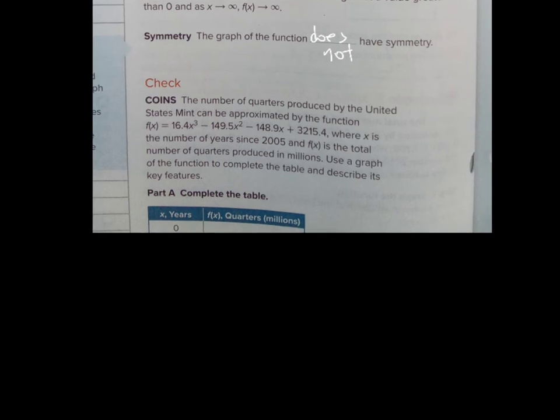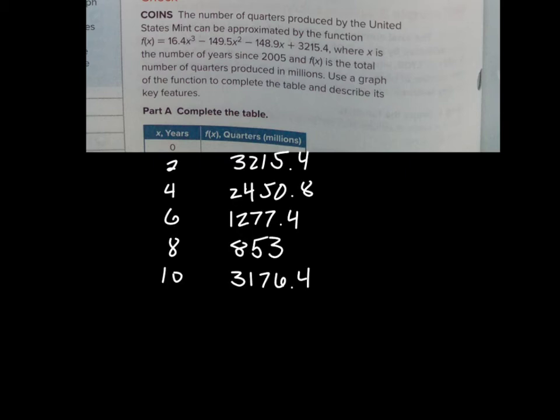All right, so let's look at this check. Oh, I cut it off. I can still do it. That's fine. All right, so it says the number of quarters produced by the United States Mint can be approximated by this function, where x is the number of years since 2005, and f of x is the total number of quarters produced in millions. Okay, so our output is quarters in millions. Use a graph of the function to complete the table and describe its key features. Okay, so I'm going to pause this, I'm going to fill this out, and we're going to talk about it. Okay, so again, our x value is years since 2005, and our y value is the number of quarters in millions.